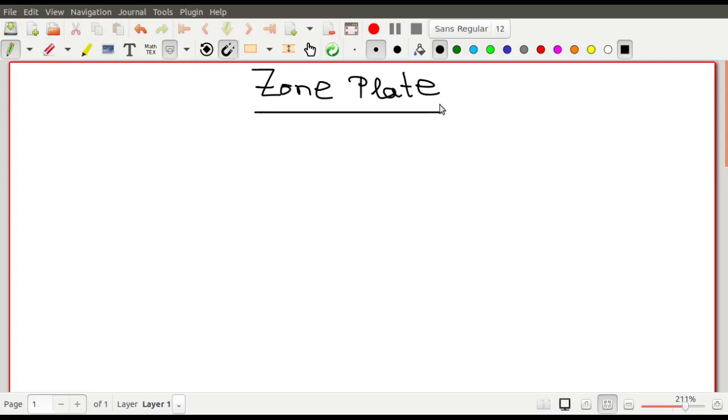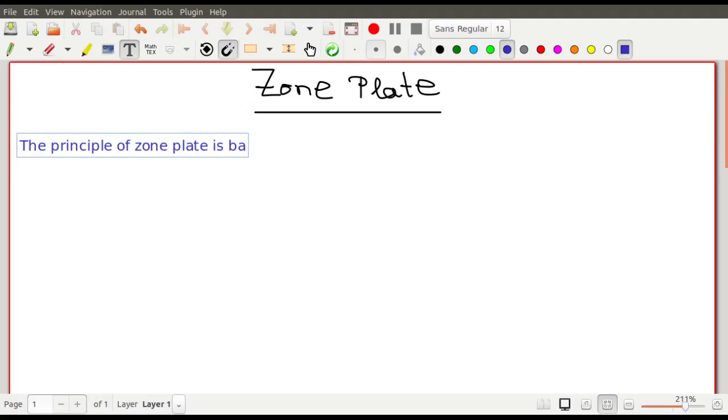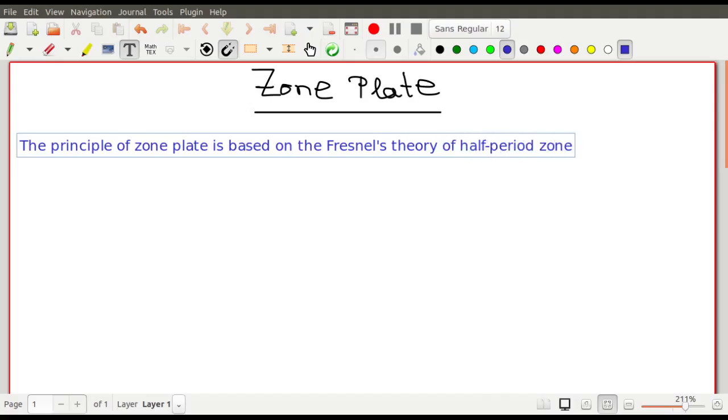The principle of operation of zone plate is based on the Fresnel's theory of half period zone. So let us write that first. The principle of zone plate is based on the Fresnel's theory of half period zones.